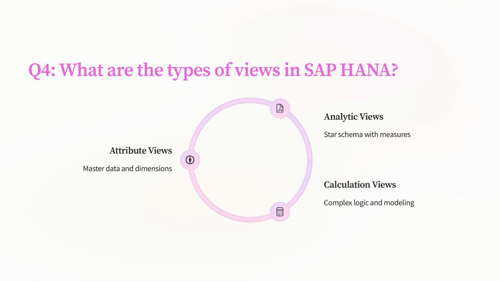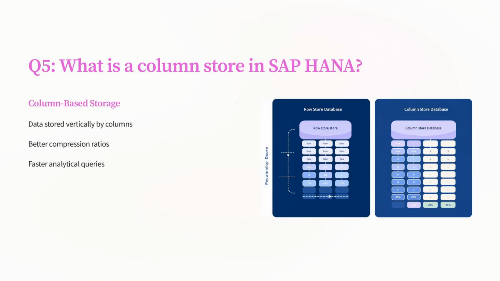Let's continue with the next question. 5. What is a column store in SAP HANA? Column store stores data in columns rather than rows, allowing faster data access and better compression, especially useful for analytical queries. Now, on to the next one.